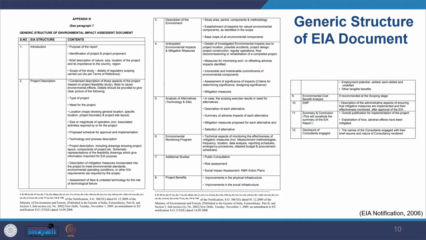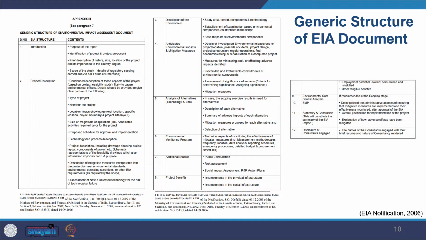And then the later part deals with the summary and conclusion, which helps anybody to evaluate what direction, what judgment it leads to. So overall justification for implementation of the project, explanation of how adverse effects have been mitigated. That's what you'll be putting under summary and conclusion. And then disclosure of consultants engaged. So you see the 12 parts. If you are part of the team, then all this information has to be disclosed here.